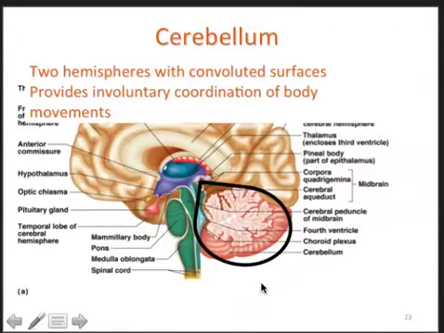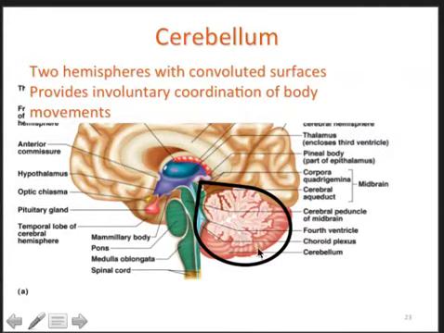The cerebellum lies behind the fourth ventricle and under the occipital lobe, and it has two hemispheres. It has a lot of convolutions in the surface. These little ridges and grooves are called folia, and then deep inside the cerebellum you've got this white tree-like structure that's called the arbor vitae, which is Latin for tree of life.